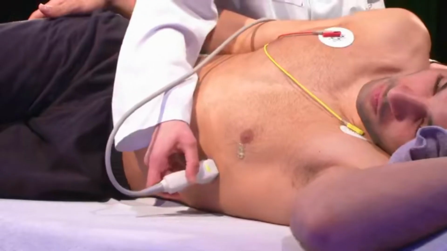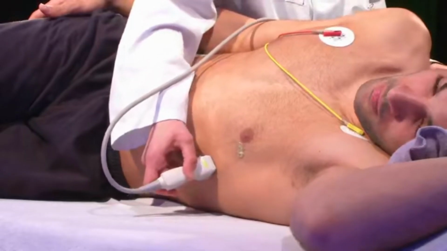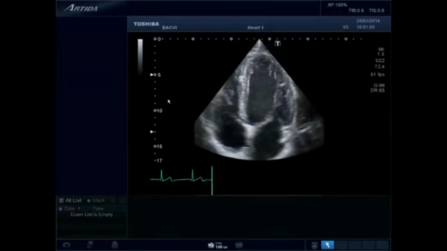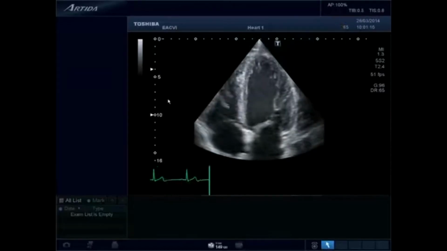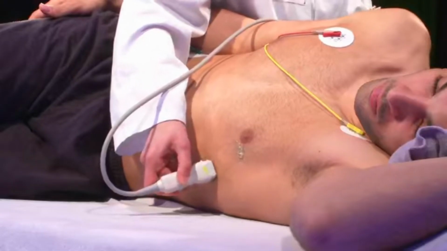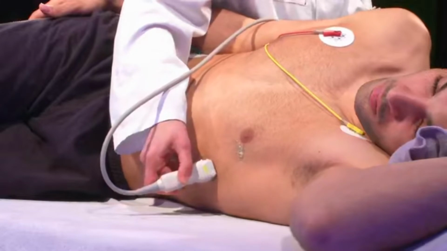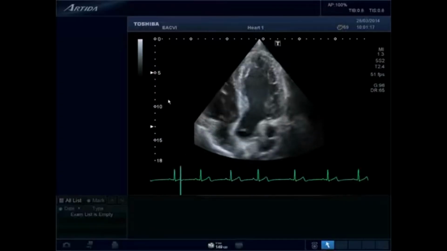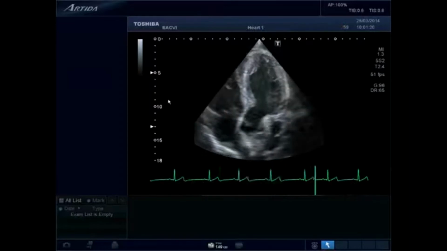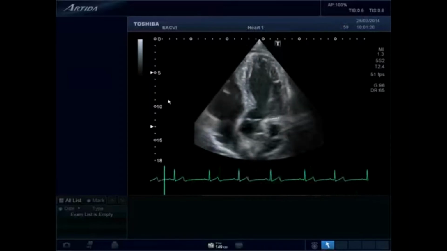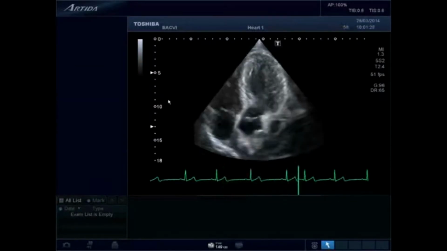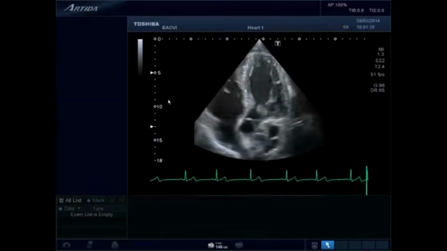Now, I will try to obtain a five apical chamber view. So for that, I will just tilt a little bit my probe, and I will obtain a view with the aortic valve and, of course, the left ventricular outflow tract. And I will be able to acquire a Doppler and to evaluate the aortic valve.